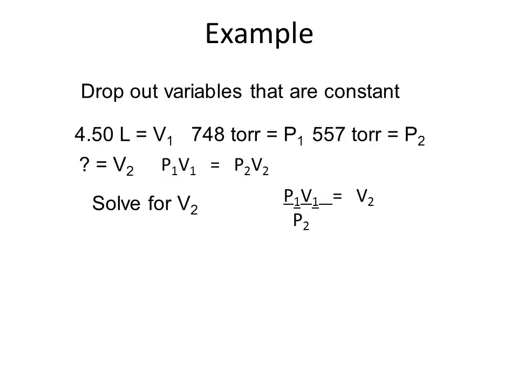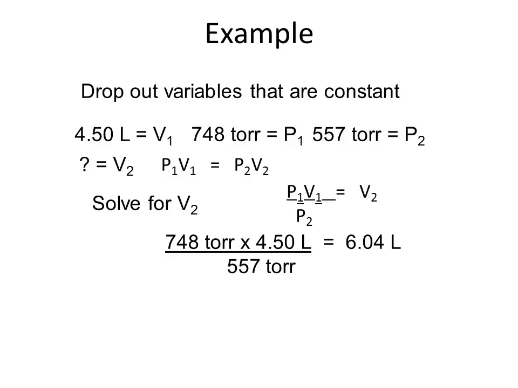Now that I have my setup, I have my unknown being solved equal to some variables, this is the point at which we plug and chug for our answer. So now what I do is plug in the numbers that I have for the variables. Okay, 748 torr is P1, 4.5 liters is V1, and 557 torr is P2, and then I do the math and I chug out an answer on my calculator, and that gives me 6.04 liters.